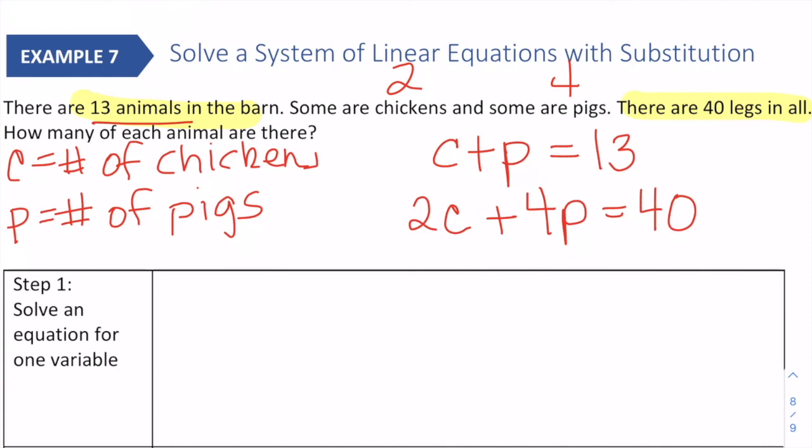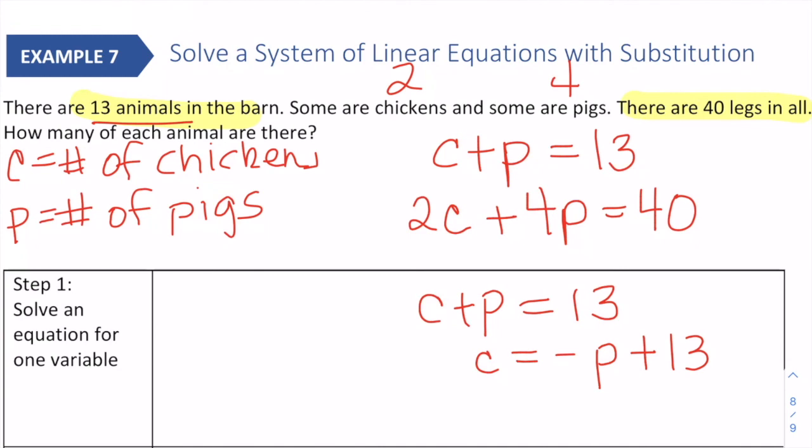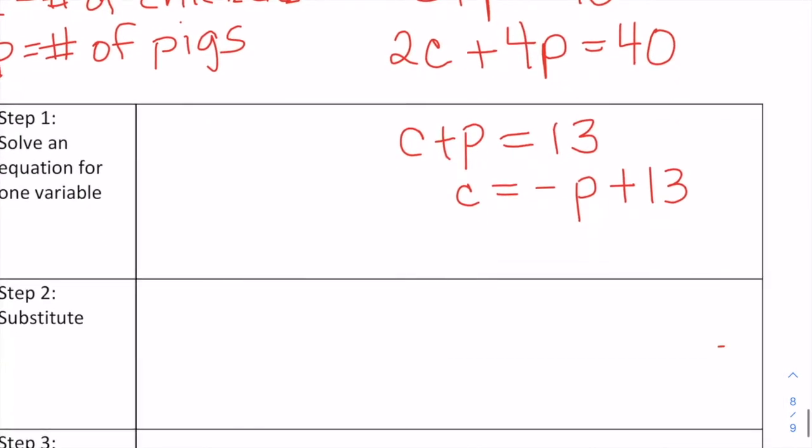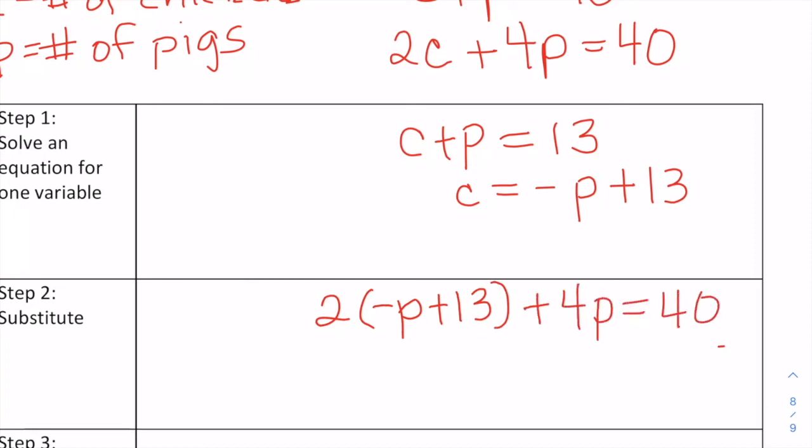Now for this one, again, you can isolate whichever variable you want. So I'll say C plus P equals 13. And I'll make C equal to negative P plus 13 by subtracting P from both sides. Now we're going to substitute that into the second equation. So 2 times negative P plus 13 plus 4P equals 40.